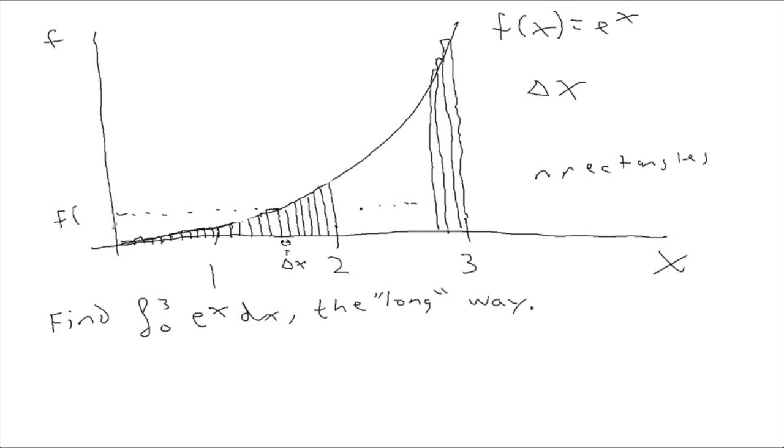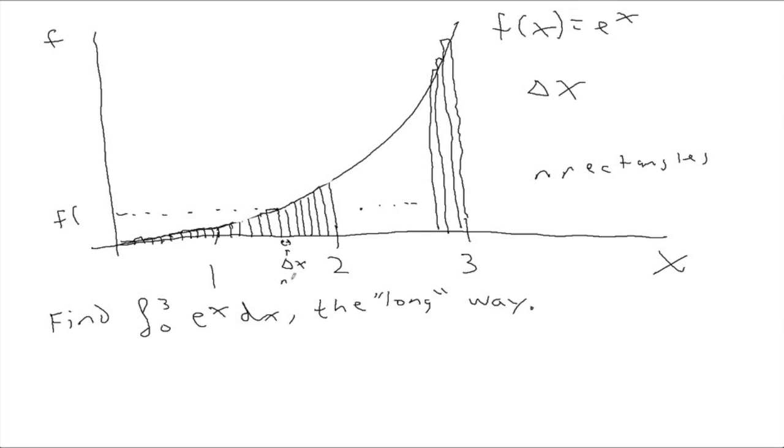So remember, we have to pick a sample point from each interval. So what do we call the sample point for the first rectangle? We could call it x1. And what do we call the sample point for the second rectangle? We could call it x2. And the third rectangle? We could call it x3. And the 20th rectangle? We could call it x20.